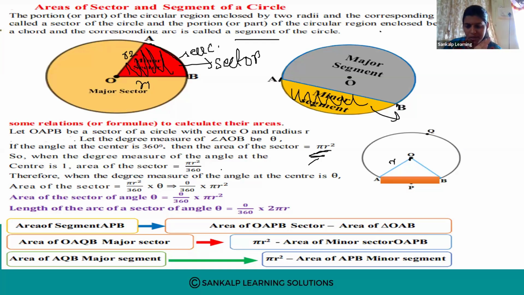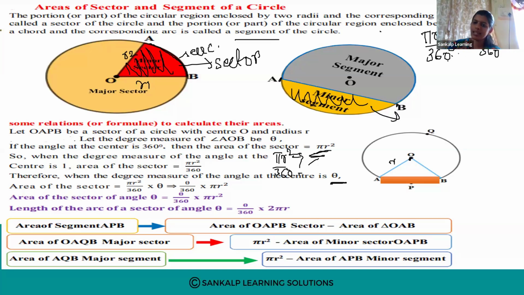So if the angle at the center is 1, then the area of the sector is pi r square divided by 360. This is the total area of the circle and this is the total angle of the circle, right? So therefore, when the degree measure of the angle at the center is theta. So if it is 1, so this may ask for one more question. If the angle is 1 degree, then the area of the sector is pi r square divided by 360. If the angle is theta, then theta divided by 360 into pi r square.